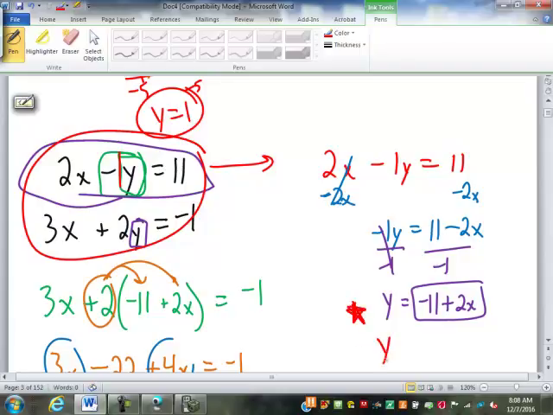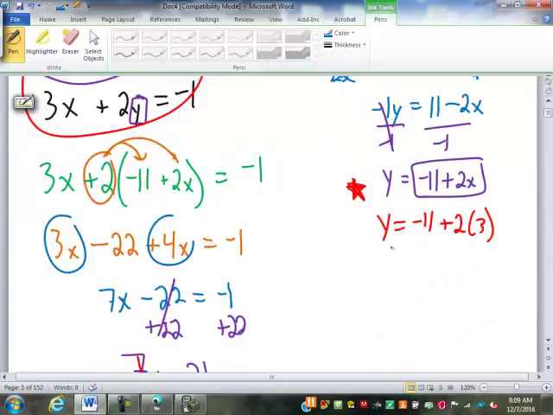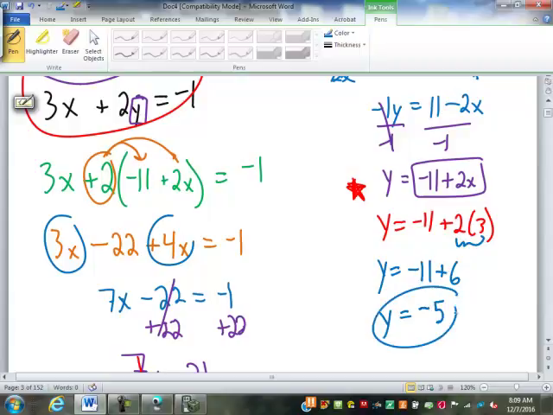Because now I can just plug in an x. Y equals negative 11 plus 2x. Well, I just found that x equals 3. So I put 3 in where the x is. Order of operations here says I multiply first. 2 times 3 is 6. So that's negative 11 plus 6, which is negative 5. So x equals 3, y equals negative 5.